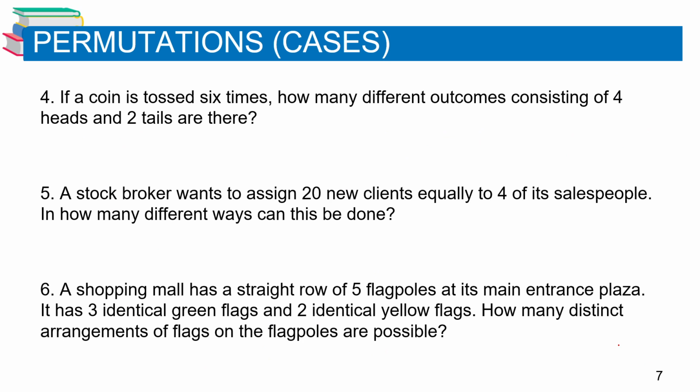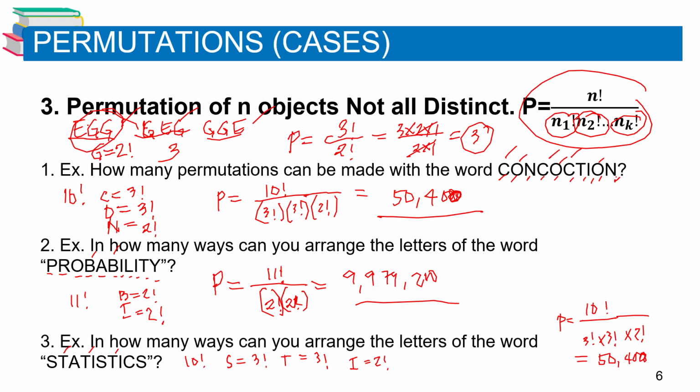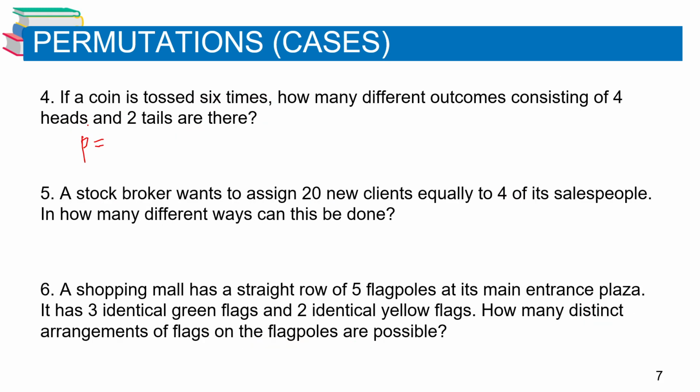Next, we have here problem number 4. If a coin is tossed 6 times, how many different outcomes consisting of 4 heads and 2 tails are there? Okay, so by the use of these permutations, we could apply this concept. If the coin is tossed 6 times, how many different outcomes consisting of 4 heads and 2 tails? So we could apply 6.